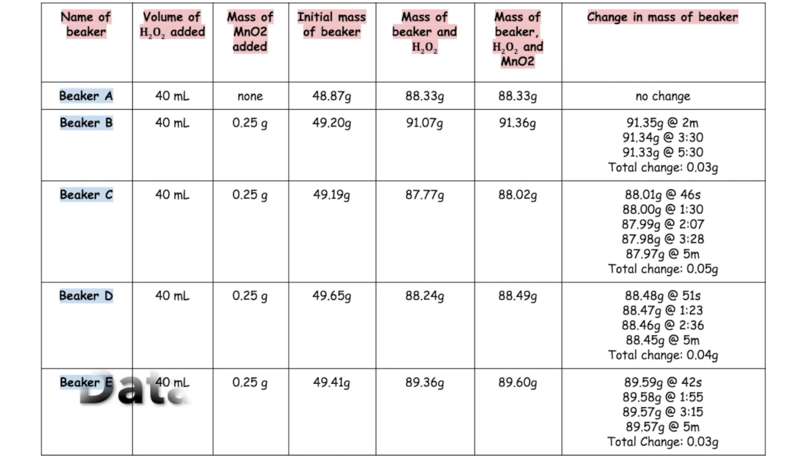Beaker B decreased by 0.03 grams, Beaker C decreased by 0.05 grams, Beaker D decreased by 0.04 grams, and Beaker E decreased by 0.03 grams. The overall average was 0.0375 grams. The concentration of the decomposition of hydrogen peroxide results in an exothermic reaction.